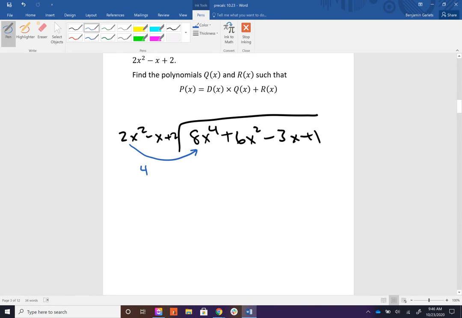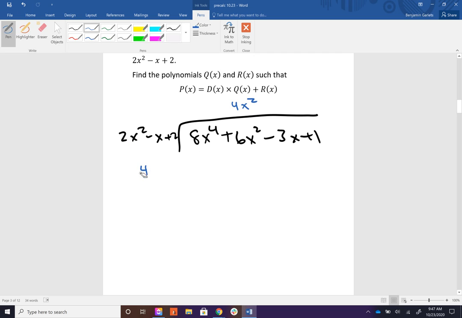And we need to think about how many x's more do I need to get from x squared to x to the fourth. So 2, 3, 4. So I need this to be squared. So x squared times x squared gives me x to the fourth. So let's put that in our squared category.